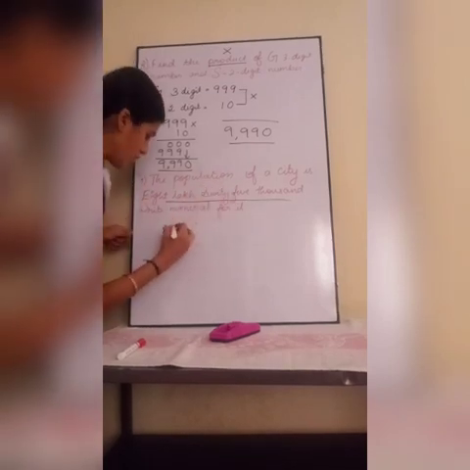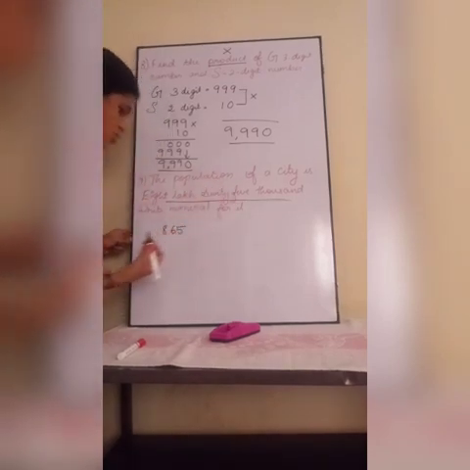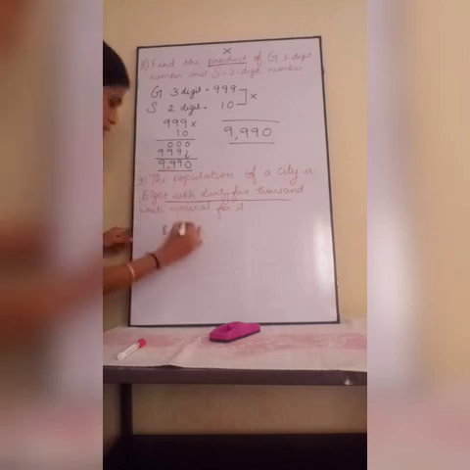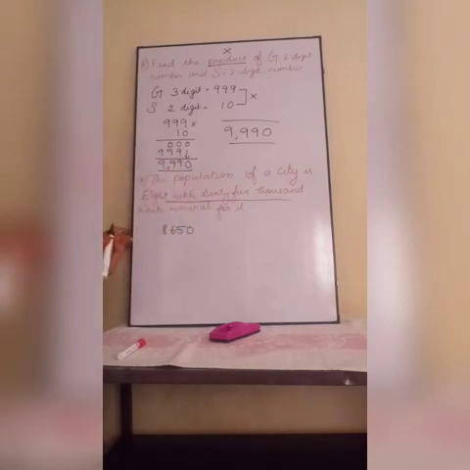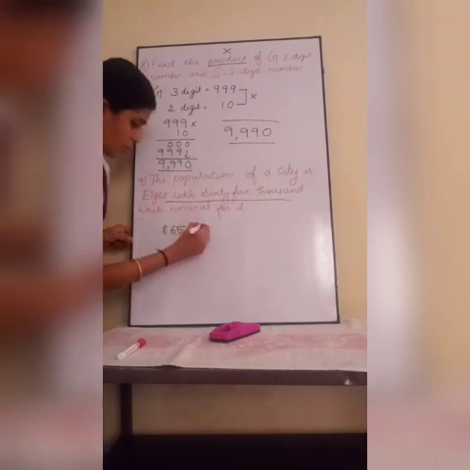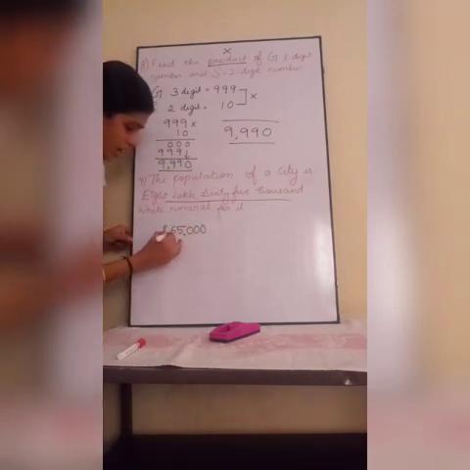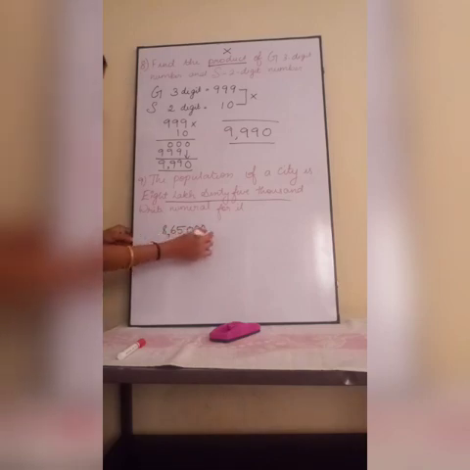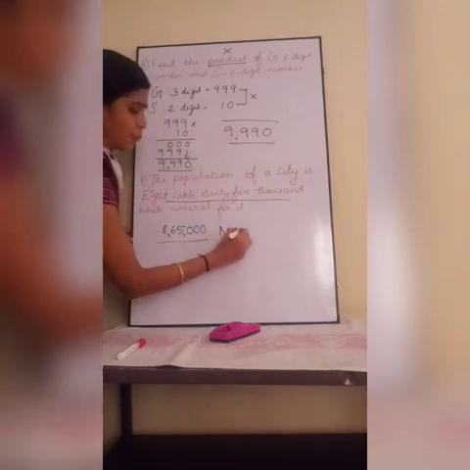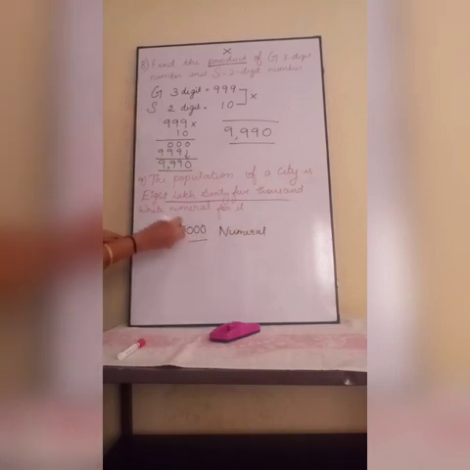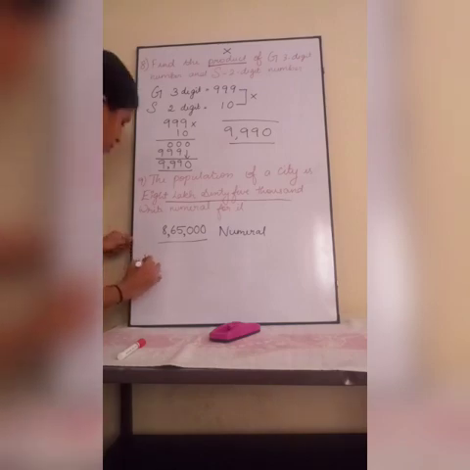Yes. 65,000. After that, hundreds? No hundreds. After that, tens? No. 0. Then after that, ones? 0. So 8,65,000 is the numeral value. Understood? So for this population of the city they have given, we are going to write the numeral value like this, 8,65,000. See, next question, 10th problem.